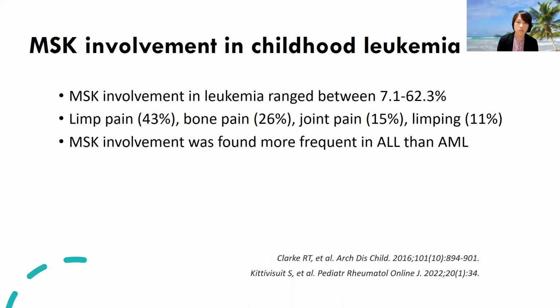So the MSK involvement in leukemia can range between 7 to 62%, depending on the literature. Patients can come with limb pain in around 40%, followed by bone pain, joint pain, or limping. The MSK involvement was far more frequent in acute lymphoblastic leukemia compared with acute myeloblastic leukemia.